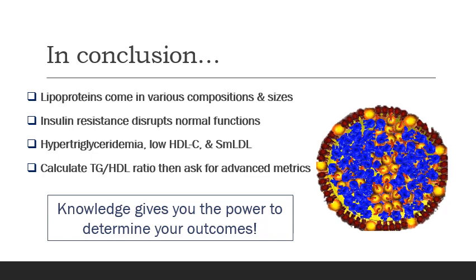hypertriglyceridemia, low HDL-C, and small LDL particles can result. And this is a recipe for atherogenesis. A simple way to begin exploring our risk is to calculate the triglyceride-HDL ratio from a basic blood lipid panel. From here, you can determine if more advanced lipid metrics are worthy.